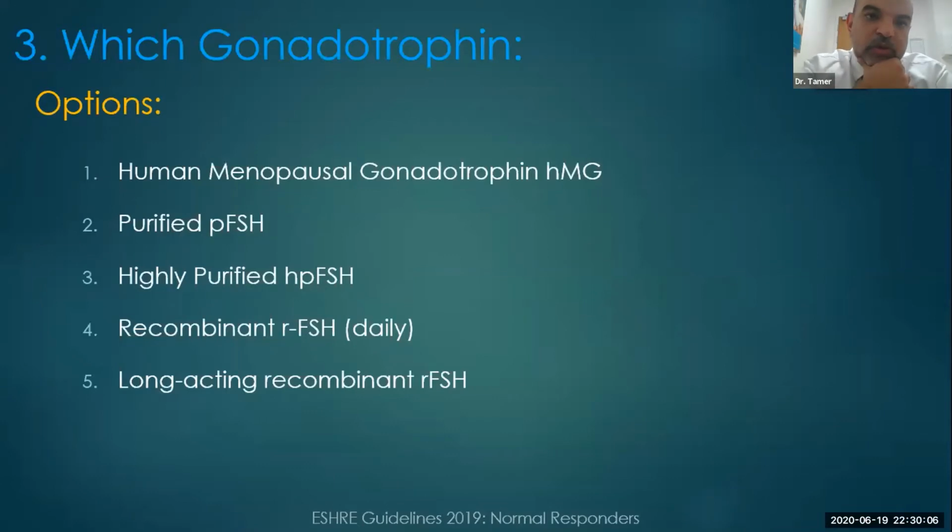Now, which gonadotrophin preparation? Just an HMG, purified, highly purified? Do you use the recombinant, the usual ones, or use the new long-acting recombinant? Is there any of them that is superior to the others? They differ very much in availability in different countries, and they differ in prices, and they differ in our expertise in using them. Some of them have been used much more than others. So what is the evidence?